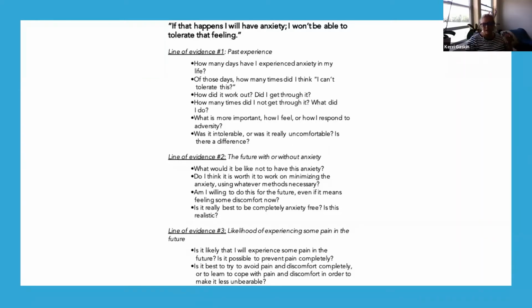And then line of evidence number three is the likelihood of experiencing some pain in the future. Ask yourself, is it likely that I will experience some pain in the future? Probably, right? Is it possible to prevent pain completely? Probably not. Is it best to try to avoid all pain and discomfort, or to learn to cope with pain and discomfort? Okay, so these are the ways that we break down that fear and get into a better mindset, that cognitive restructuring.